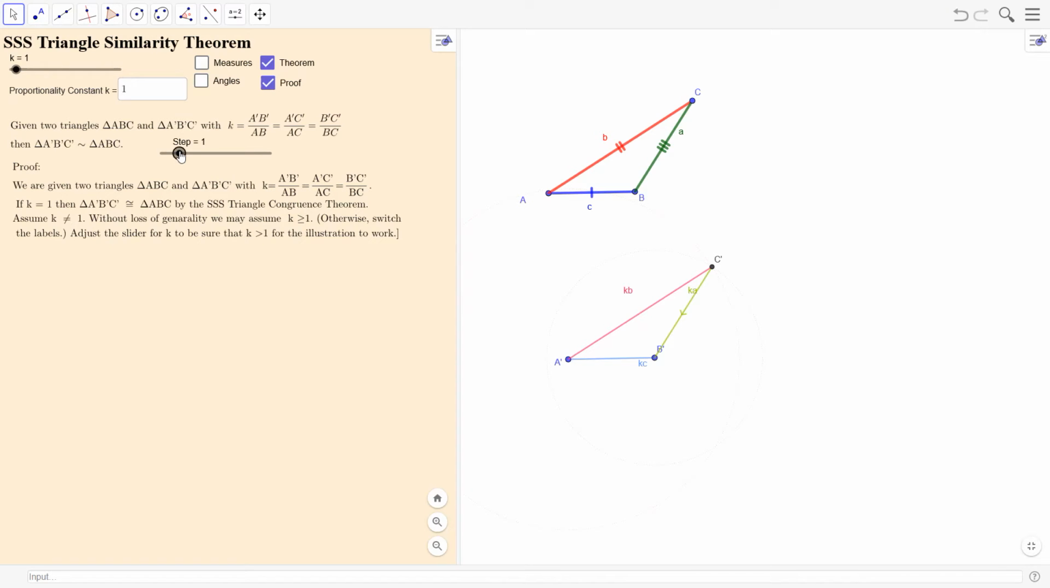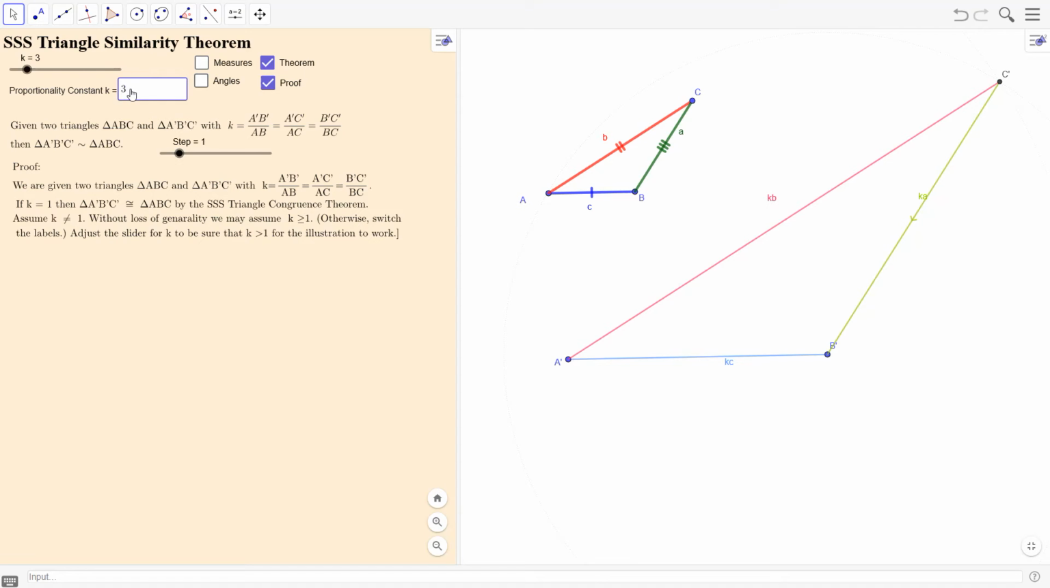And now what happens? For now we can assume K is not 1. And in fact, we might as well assume that K is bigger than 1, and let's set it up that way for the rest of this construction to work. I need K to be bigger than 1. Well, what if K is not bigger than 1? What if K is bigger than 1, the second triangle is bigger than the first.